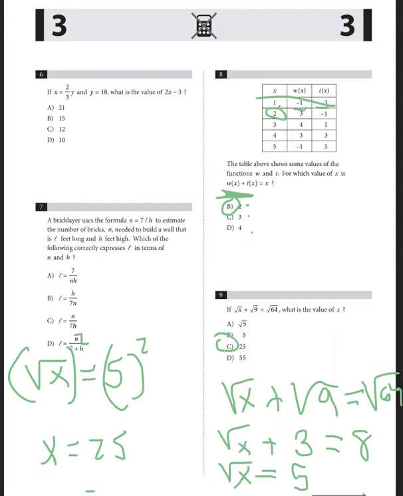So again, a lot of these problems are very doable, but you guys will notice that as we progress, they get harder. And that's just a common fact about the SAT. So let's see the next page.